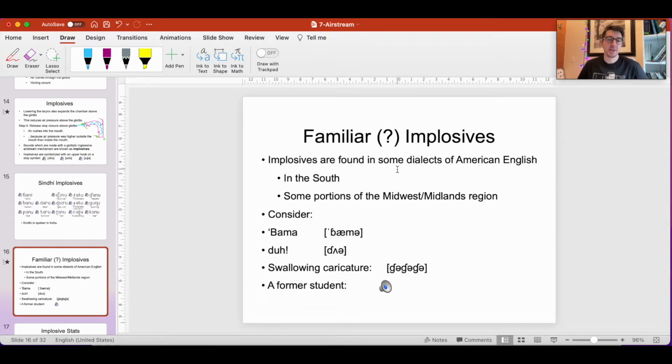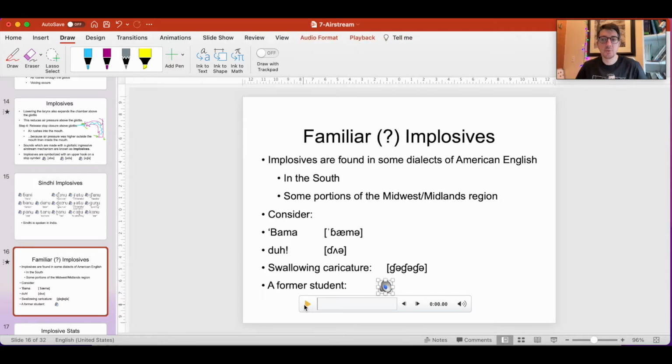Implosives are found sometimes in the south. Some portions of the Midwest Midlands region would produce something like Bama. No, I'm from the Bama, from Bama, something like that. Then in the past, people usually produce da, da, and you can also make it for go, for right, something like that.